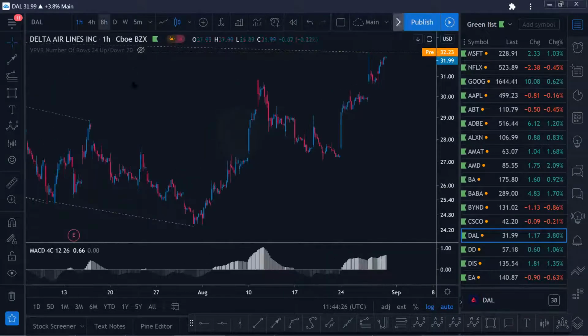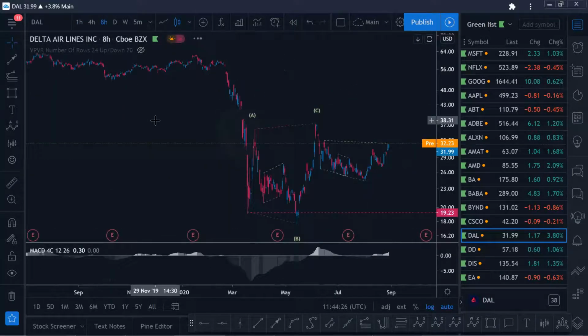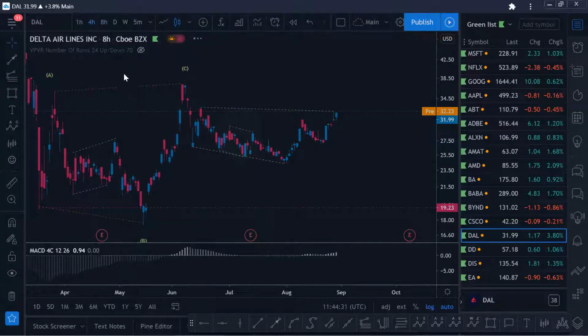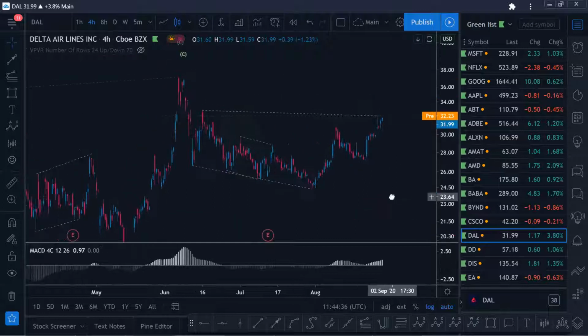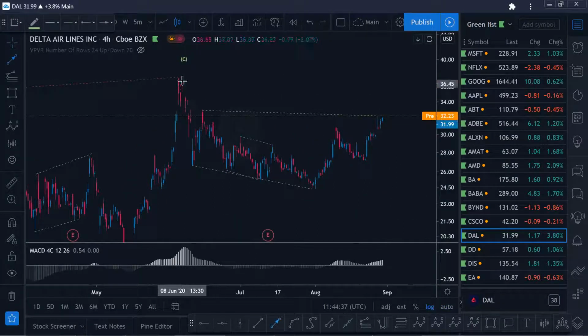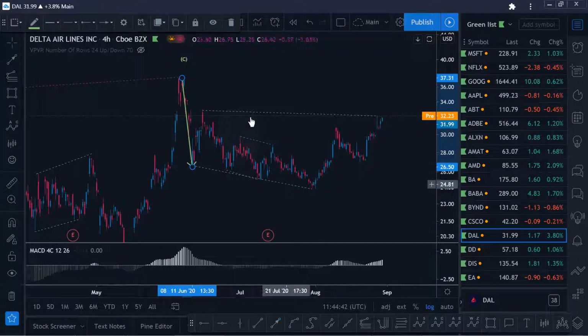Delta Airlines, very similar to Boeing. I'm not going to get into the details of it, but if you look at the structure, it just all points towards further downside, where we have an impulse to the downside, a nice A wave, long choppy move lower with a nice little pattern in the middle and a push higher.